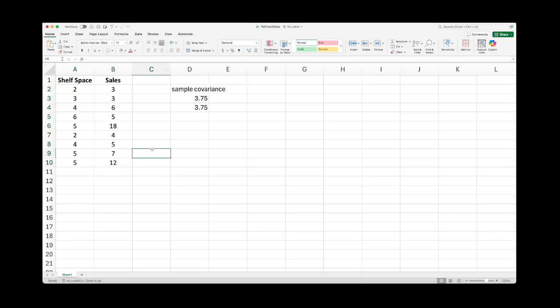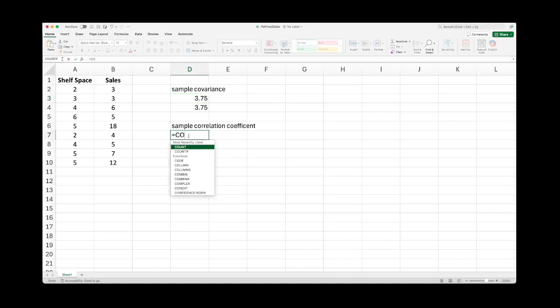So they might want to know, if we dedicate more shelf space to pet food, will our sales go up or not? And this is telling us it seems like there's a positive relationship. If shelf space goes up, we expect sales to go up as well. Let's find now the sample correlation coefficient. So far, we've seen the sample covariance. That's positive, so we know there's a positive linear relationship, but so far we don't have any idea how strong it is. We just know that it's positive. We don't know if it's a strong or weak relationship, and that's where this correlation coefficient comes in handy.